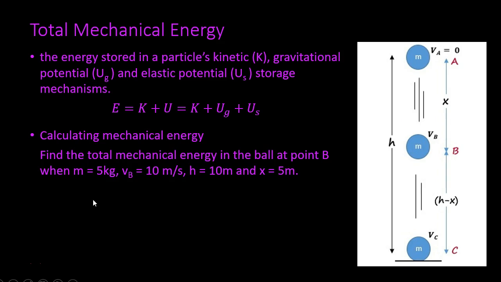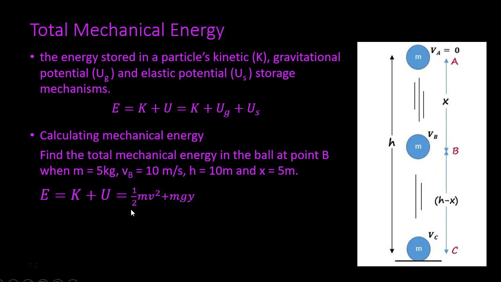In our specific problem, we're asked to find the total mechanical energy at point B. The mass of the ball is 5 kilograms, the velocity at point B is 10 meters per second, and the total or starting height was 10 meters, and at point B, the ball has fallen 5 meters.